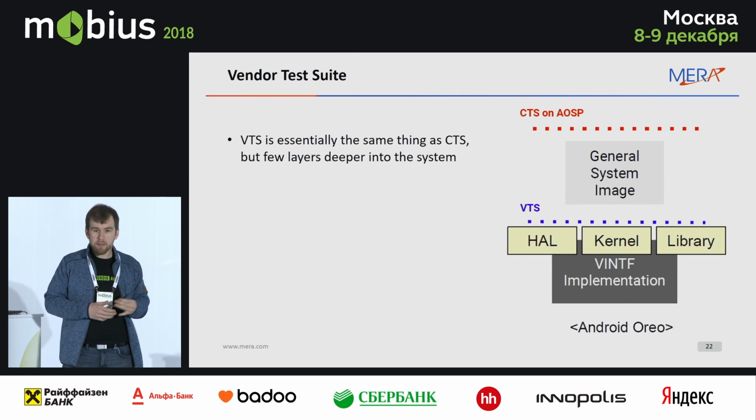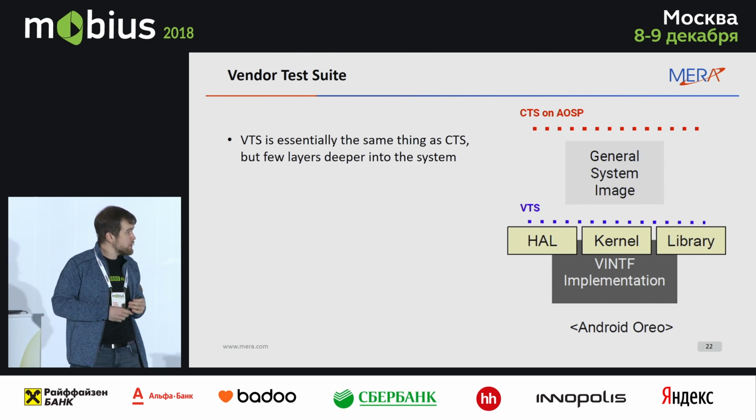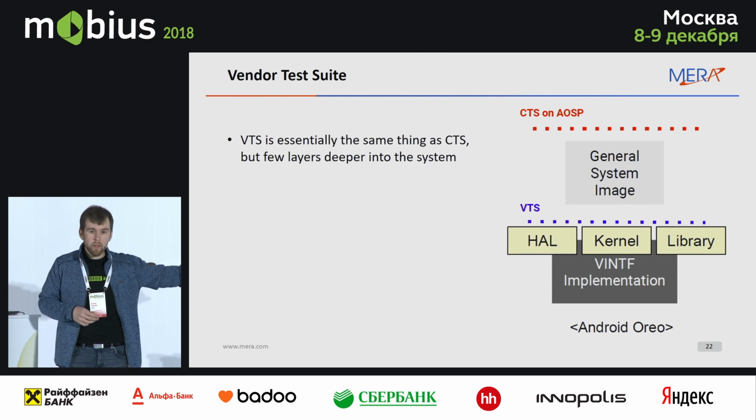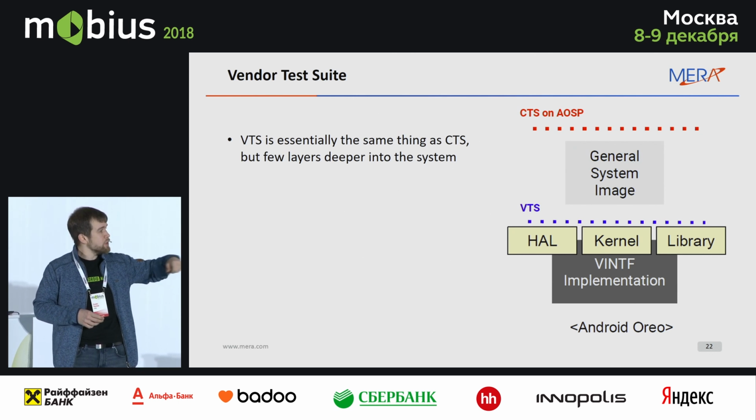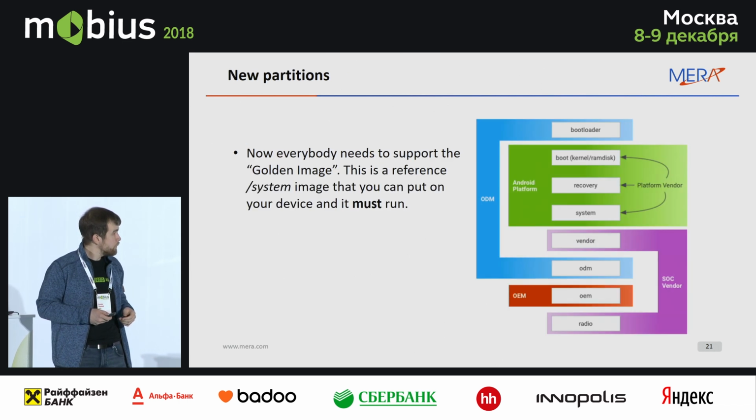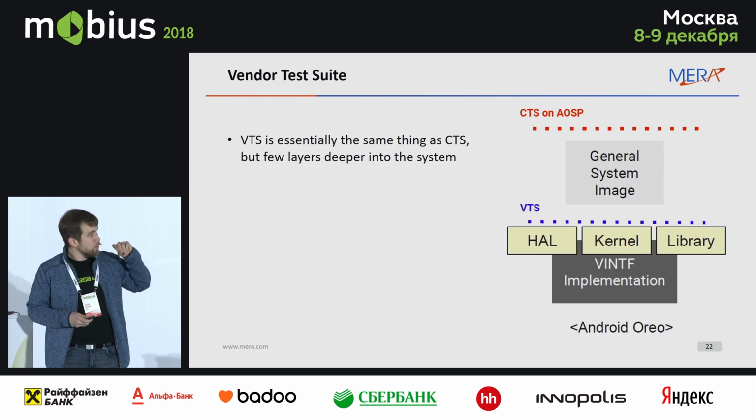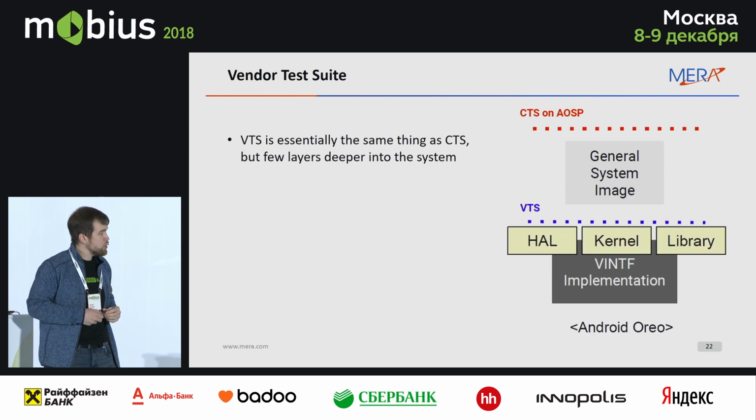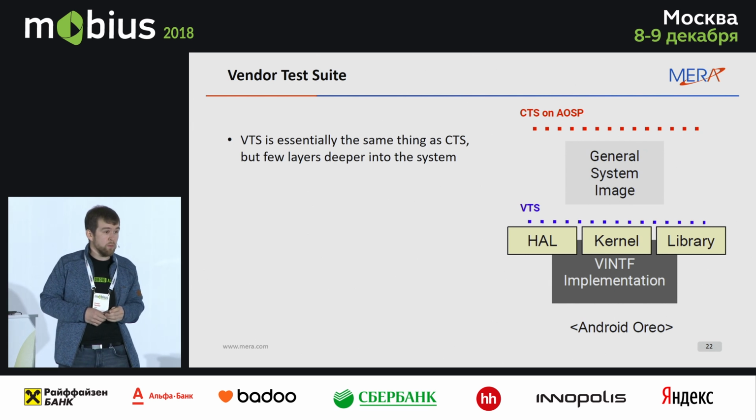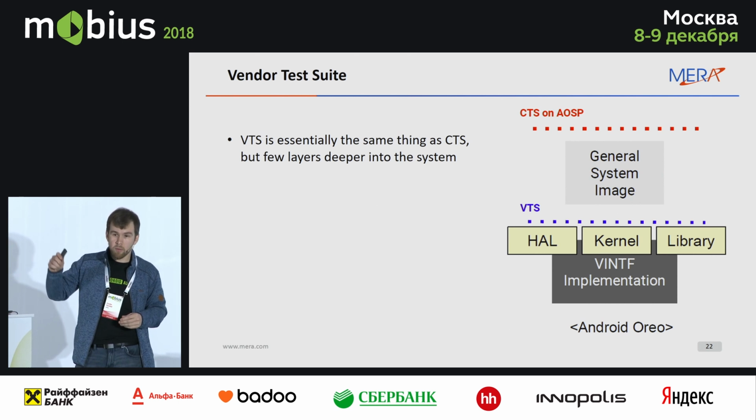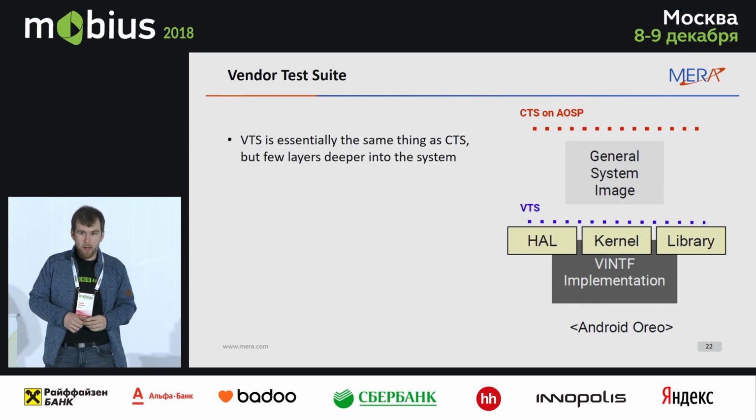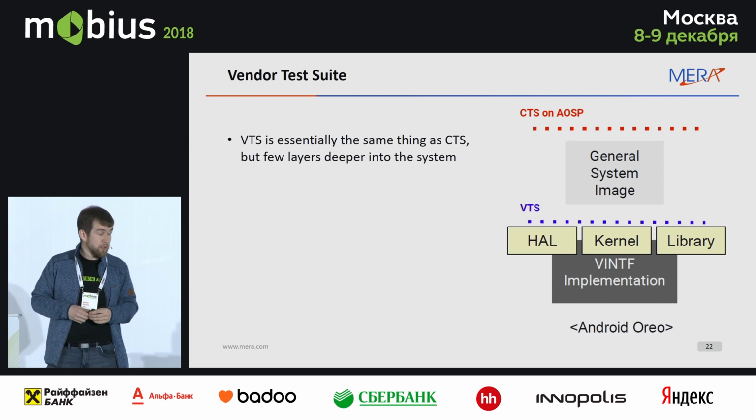And now you have another bunch of unit tests called Vendor Test Suite, VTS, and it checks the same thing, but on the level below. It checks that the HALs work as defined in API, that the kernel version is correct, that libraries are correct. And all this, the previous one and this one, leads to the creation of a thing called general system image, or golden image. That is basically a version of Android which runs on Pixel. And the reason it's called golden image is because it's supposed to work on all the devices which support Treble after you compile it for the required architecture.